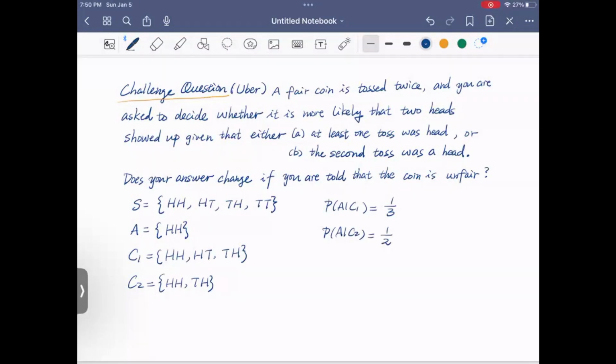And the last question is, does your answer change if you are told that the coin is unfair? Because you see, C1 is always larger than C2. Consequently, P of A given C1 is always smaller than P of A given C2. So it doesn't matter whether the coin is unfair or not. Probability of A given C1 is always smaller than P of A given C2.